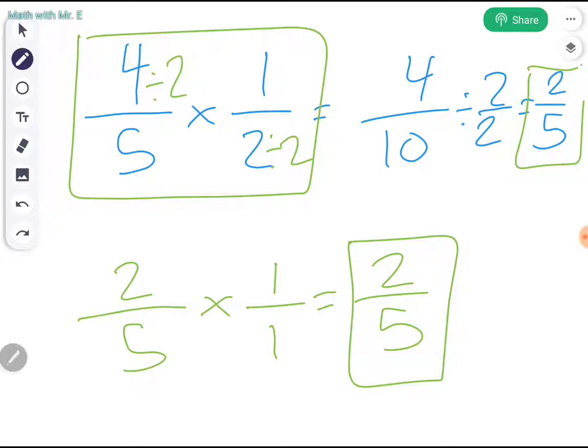Now something to keep in mind here is that this 2/5 times 1 over 1 is not the same thing as 4/5 times 1 over 2, so it might be confusing to you because we've changed the numbers. But because we're dividing a numerator and denominator by the same number, we still get the correct answer. So that is how we simplify before multiplying our fractions.